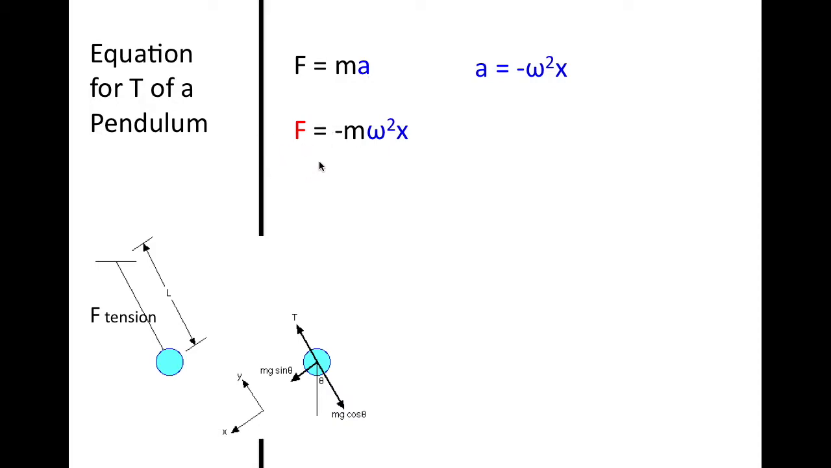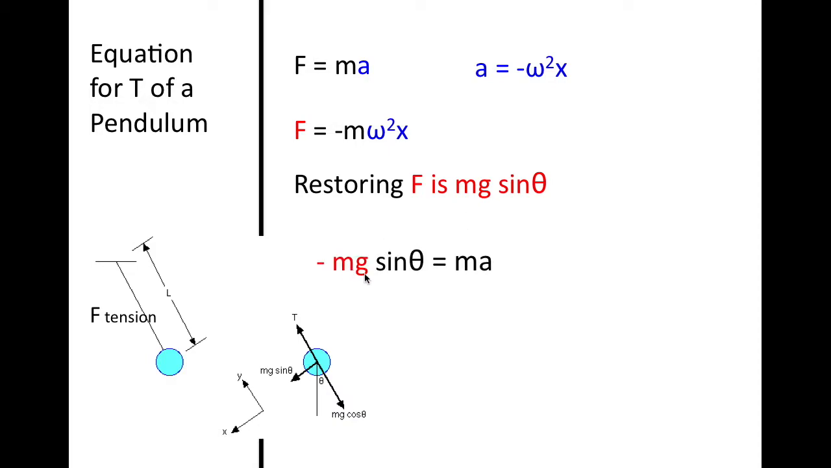This F is the restoring force, and looking at the diagram below, we know that the x component is the mg sine theta. So the restoring force is the mg sine theta. Now we have negative mg sine theta equaling ma, just because we took this mg sine theta and plugged it in for the force. And now we have this.